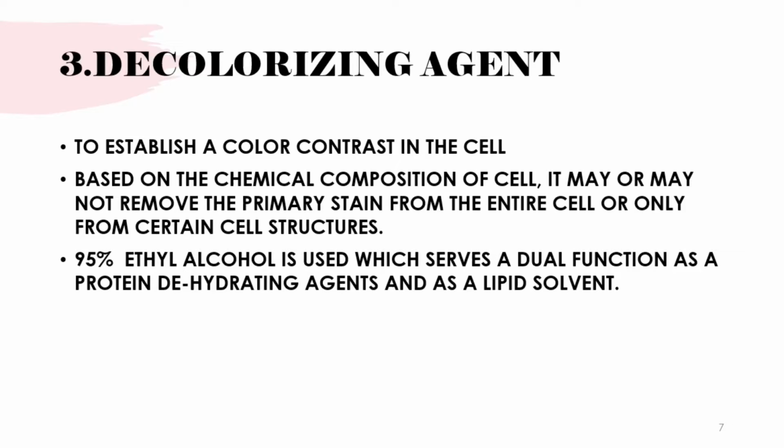The third reagent is the decolorizing agent. It is to establish a color contrast in the cell. Based on the chemical composition of the cell, it may or may not remove the primary stain from the entire cell or only from certain cell structures. 95% ethyl alcohol is used, which serves a dual function as a protein dehydrating agent and also a lipid solvent.